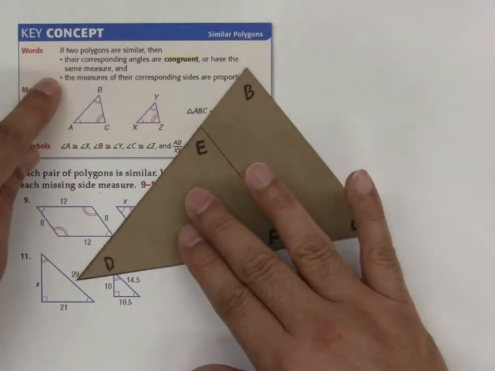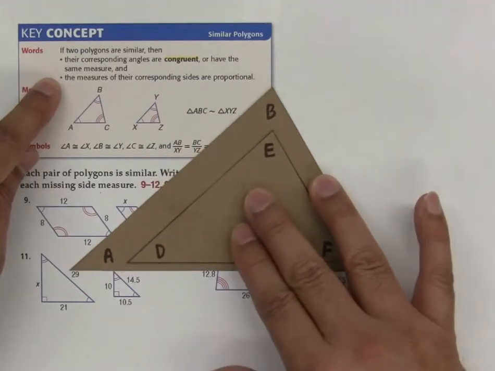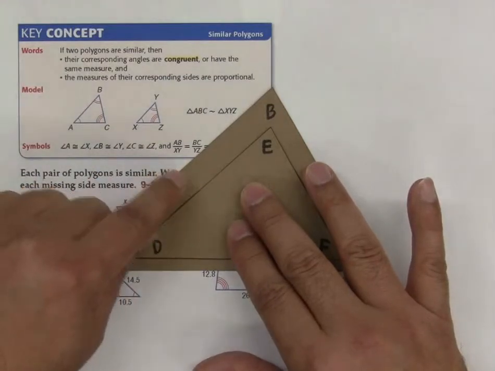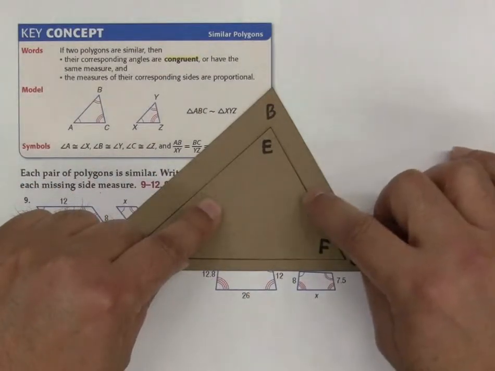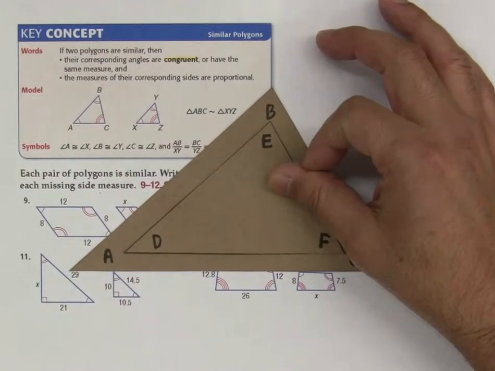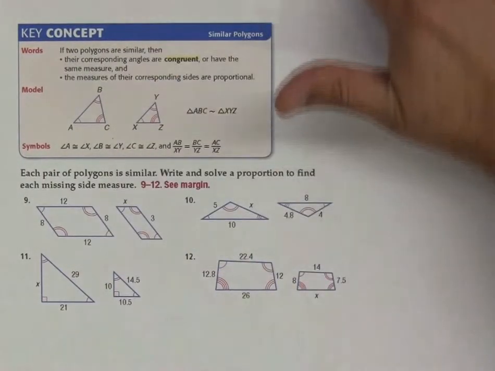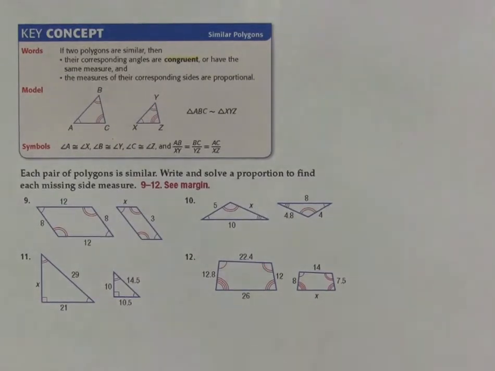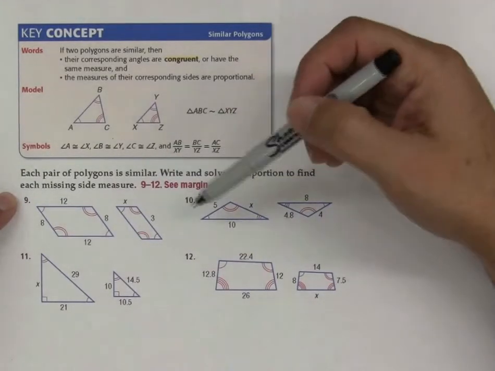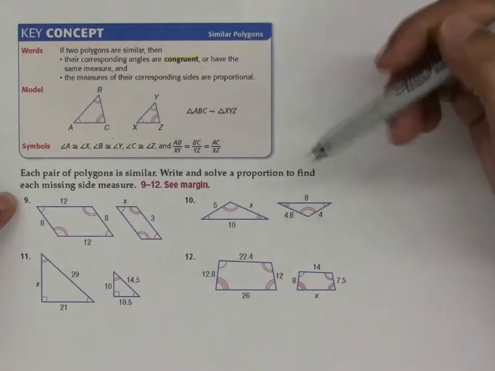The other property says that the measures of their corresponding sides are proportional. So that means that these two corresponding sides, and these two corresponding sides are all in proportion. We're going to be using those properties to solve these exercises. The first thing to do is to figure out which side is congruent to which side. They tell us that these figures are similar and we have to find the missing side.